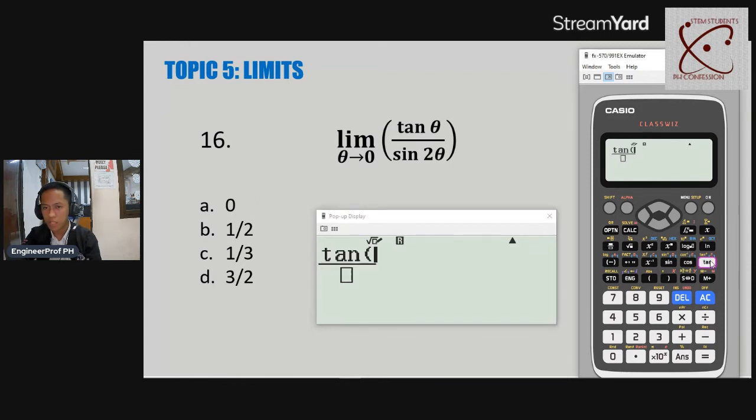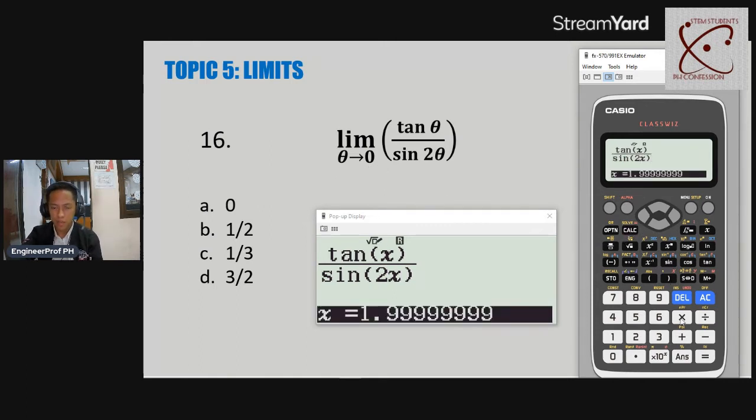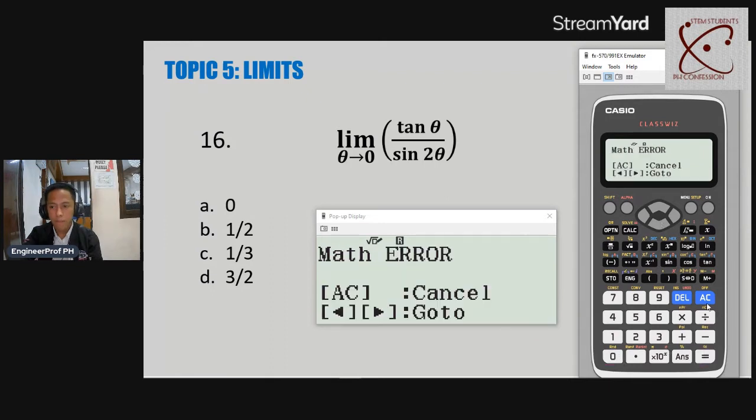Input lang natin yung value tangent theta, so alpha x. Palitan lang natin si theta ng x all over sine 2 theta, alpha x. Okay na yan. So just press CALC, input the limit, so 0. So ayun, math error pa rin siya.